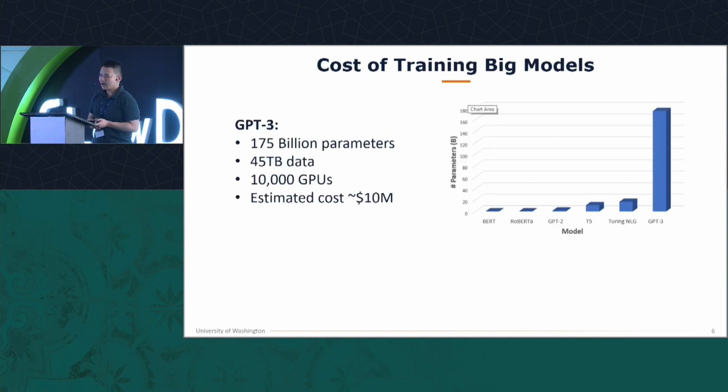On the other hand, if you're not Google or Facebook or OpenAI, and you are, say, a small company or at school, you don't have enough computation resource or money to really train those big models. You really need to develop some new methods to leverage this model for your own data. For example, GPT-3 has 175 billion parameters and 45 terabytes of data. The estimated cost is around $10 million to train the model. And I think most of the small organizations do not have this amount of money to train one model.